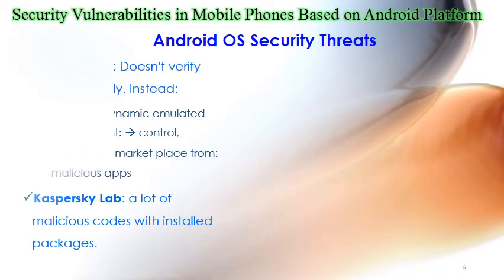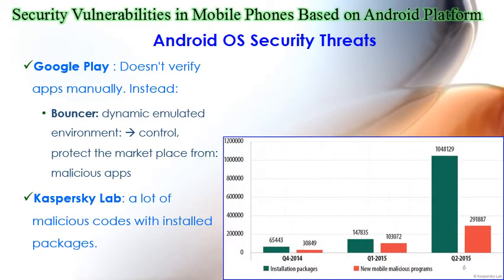Android operating system security threats. Google Play provides a lot of applications to its users, but these applications weren't verified very well. Instead, Google Play uses a dynamic method called Bouncer to provide a kind of security check. Also, this graph shows malicious code reported by Kaspersky Lab.